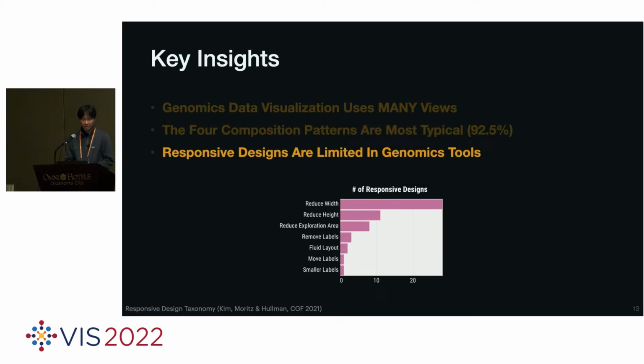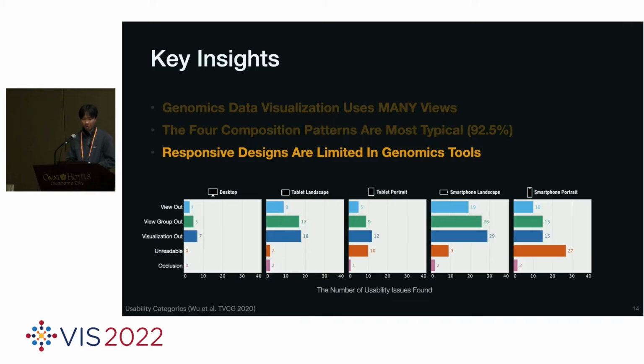The last key insight is that existing visualization tools supported limited responsive designs. Most of the responsive designs we found are quite simple ones, like changing width and height in smaller screens, and none of the tools incorporated any of the multi-view design aspects in smaller screens. And the lack of responsive designs resulted in different types of usability issues. These 5 charts represent the number of usability issues we found when tested in 5 different screen resolutions. And you can see that the majority of the tools have usability issues when the screen size decreases.